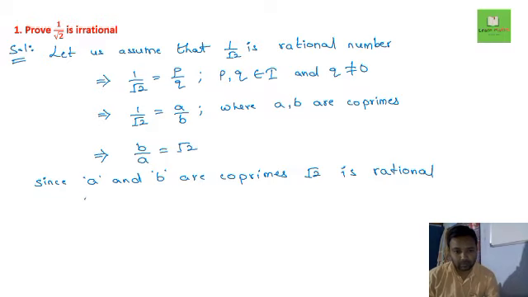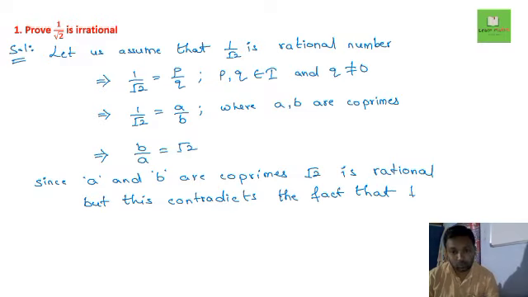But this contradicts the fact that root 2 is irrational. Any number written in the form of under root n, where n is not a perfect square, is said to be irrational. So root 2, being in the form of under root n, is irrational. Therefore our assumption is false.